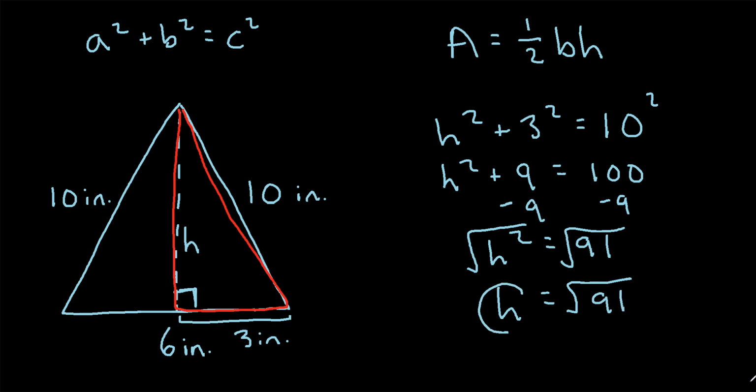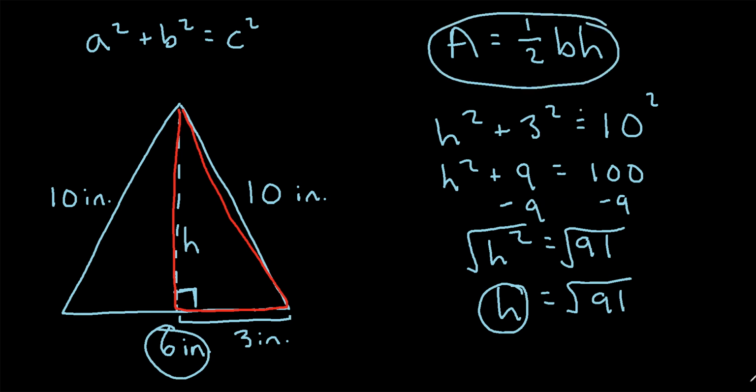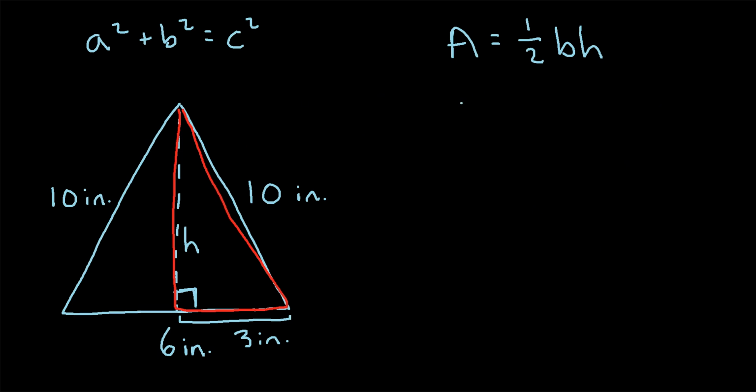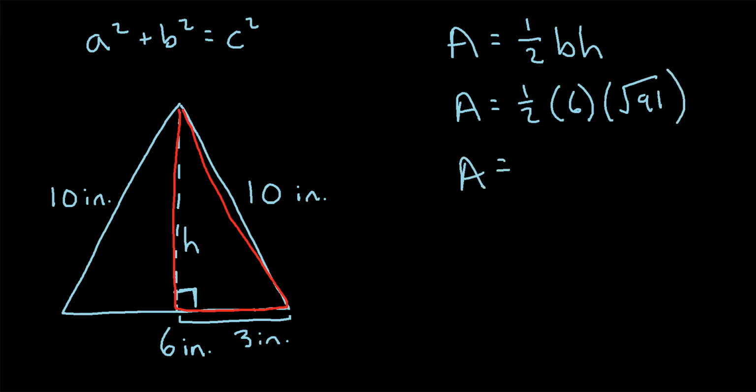So now that we know the height and we know the base, we can find the area of this triangle. So I'll make a little room right here. Okay, so we can say the area is equal to 1/2 times the base is 6, times the height, which we just found to be the square root of 91. So we get the area is equal to 1/2 times 6, that's just 3. So we have 3 times the square root of 91, and we said that the square root of 91 can't be simplified. So this is our final answer.